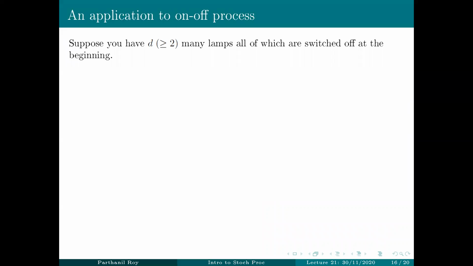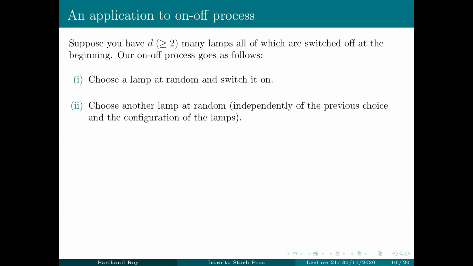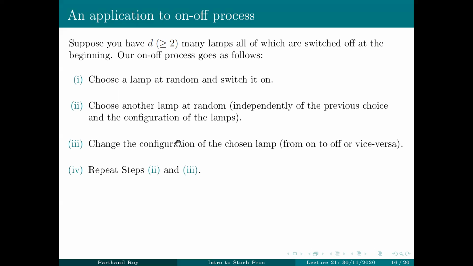And one application would be on the on-off process. So recall the on-off process. We start with D lamps, all of which are switched off at the beginning. And then we choose one lamp at random and switch it on. Then we choose another lamp at random, independently of the previous choice and the configuration of the lamps. And what we do is, for the chosen lamp, we just change the state of the lamp. So in other words, if the lamp was on, we switch it off. If the lamp was off, we switch it on. And we keep repeating these steps 2 and 3 independently.